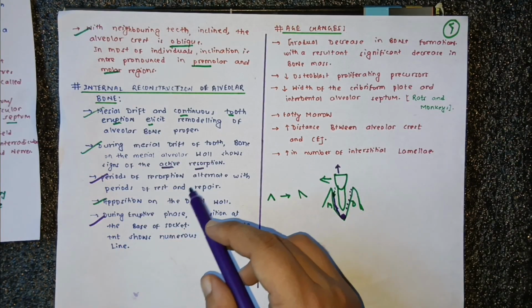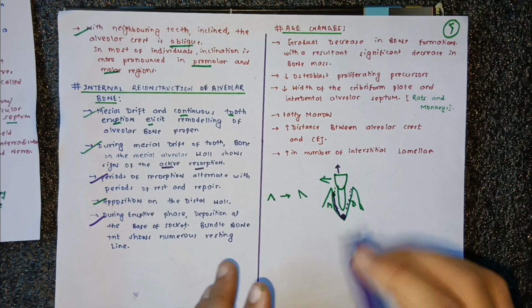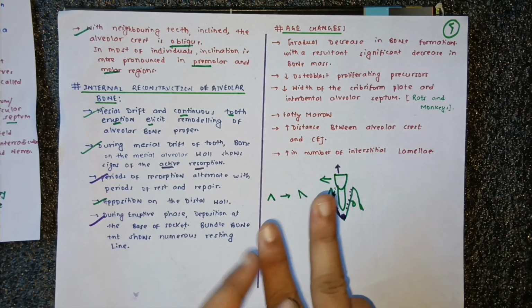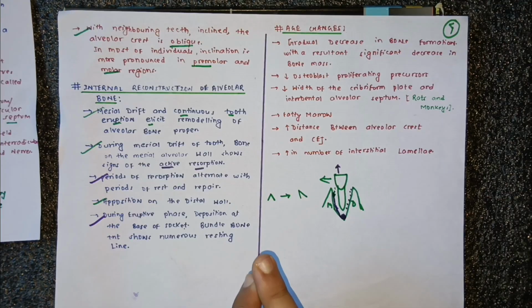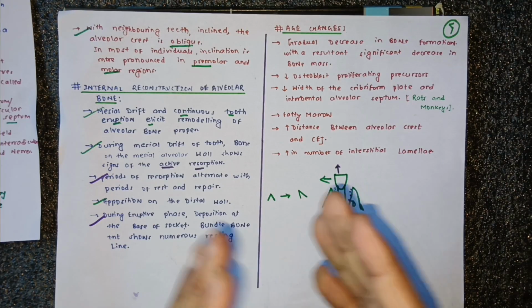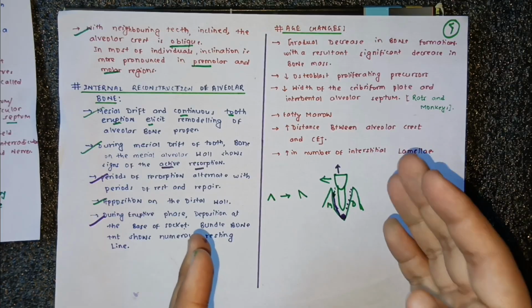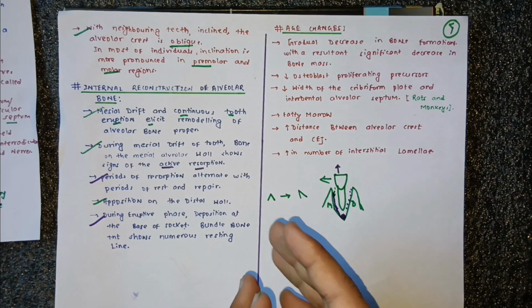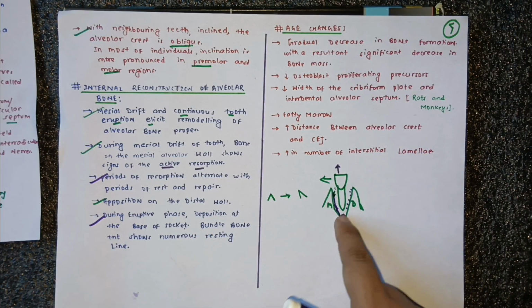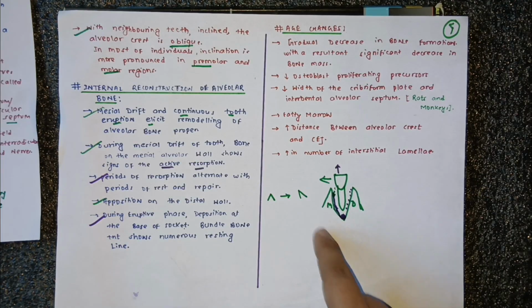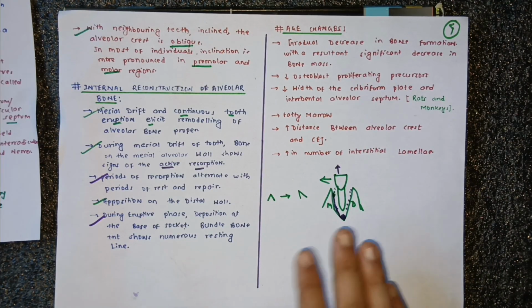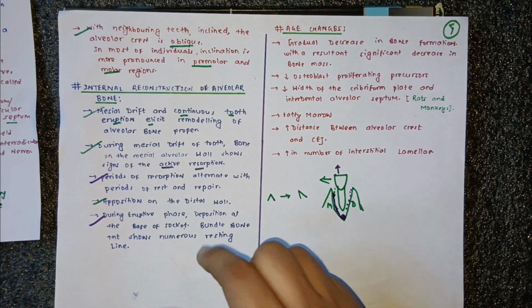So internal reconstruction of the bone happens in two ways: one in the mesial drift, another in the eruption. In the mesial drift, the mesial wall is resorbed and the distal wall is deposited, and in the eruptive phase, there is deposition at the base of the socket. That is the thing you should learn here.